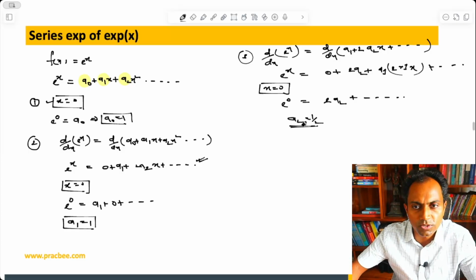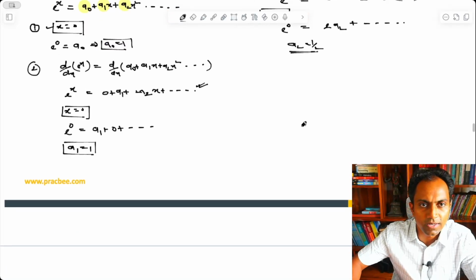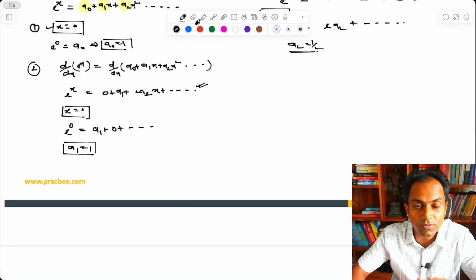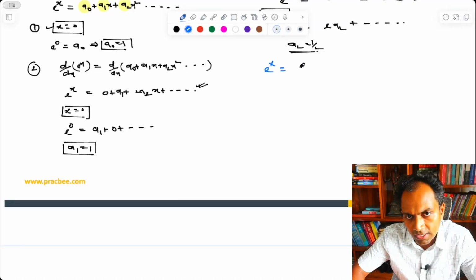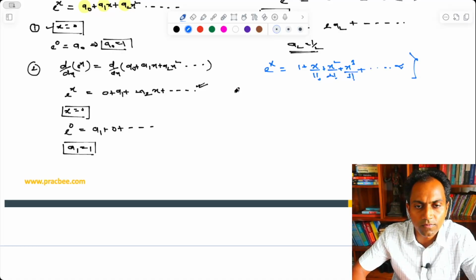If I keep doing this process, we come up with a series that looks something like this, and this is very important because once we remember this, we will be able to figure out the rest. So the series expansion of e raised to the power x can be written as 1 plus x by 1 factorial plus x square by 2 factorial plus x cube by 3 factorial, so on and so forth till infinity. You can see that whatever is the power over x, the same factorial we are getting in the denominator.